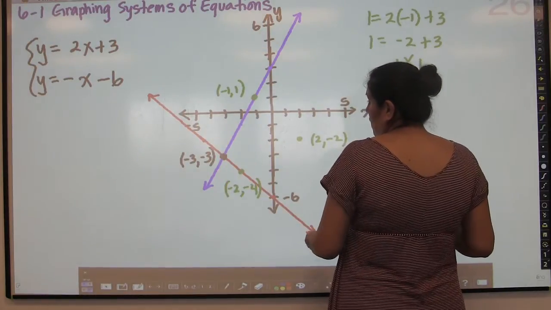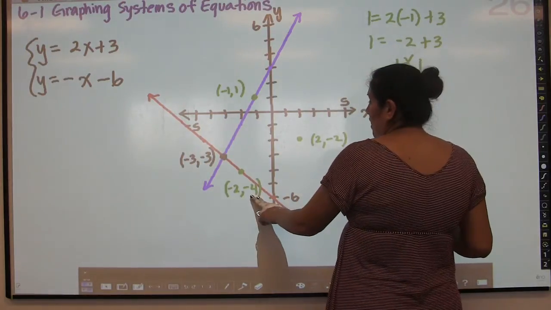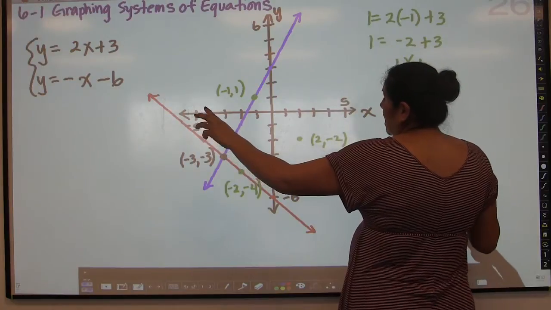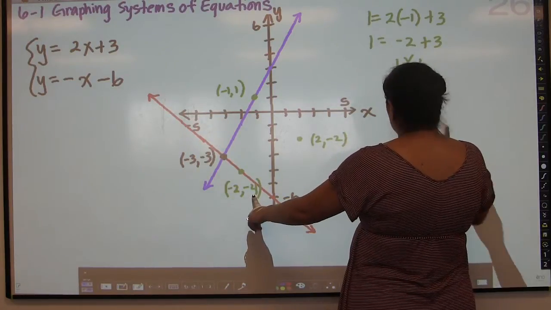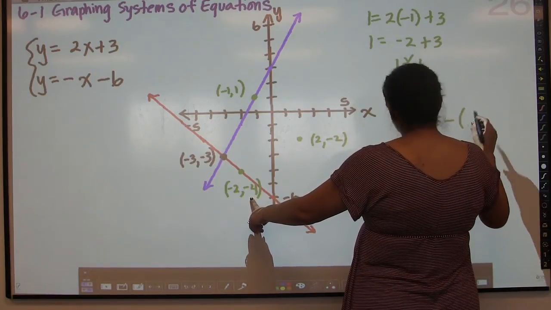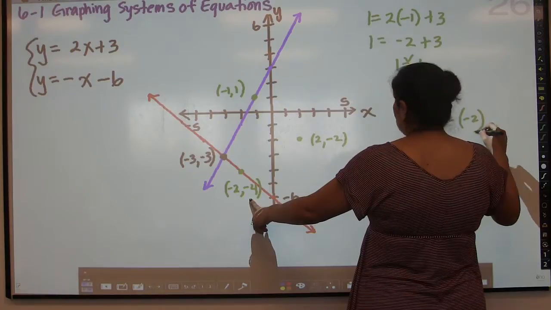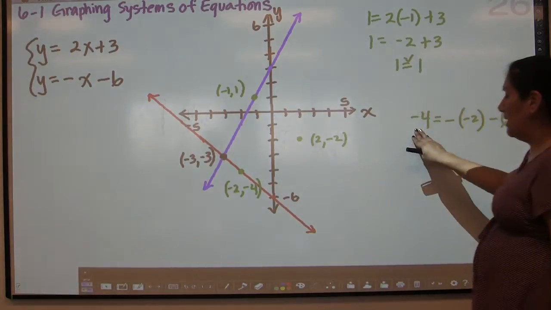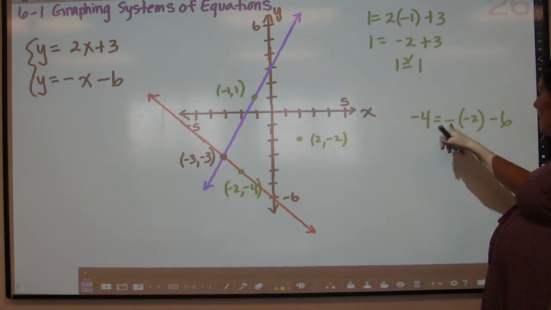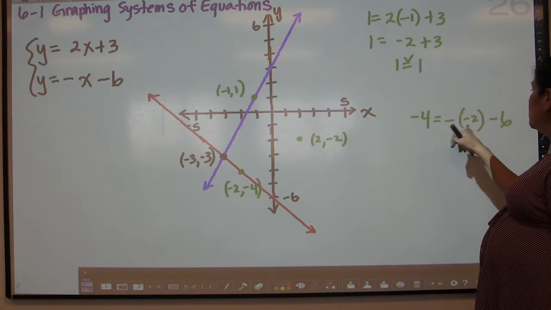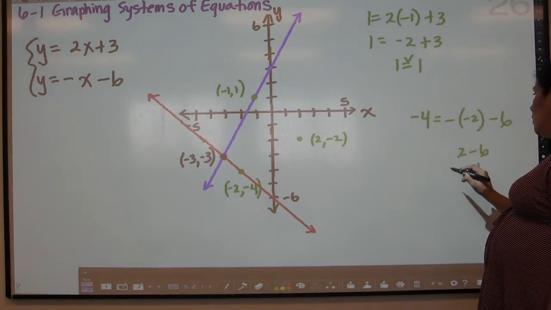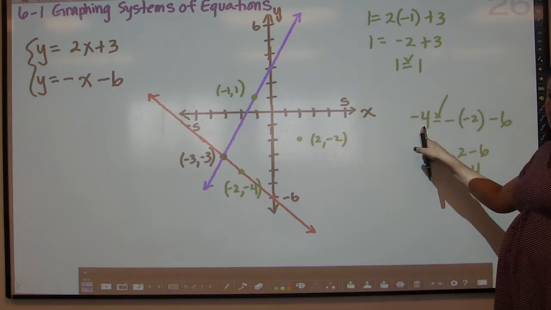This point here is on the red line, so I would expect that negative 2, negative 4 be a true statement on the red line, which is the equation y equals negative x minus 6. So if I check that one, the y coordinate here is negative 4, and then negative x, and x is negative 2, minus 6. Now be careful here because it is negative x, and x is already negative. So these two negatives make a positive, and 2 minus 6 is in fact negative 4, and it checks because it's supposed to equal negative 4.